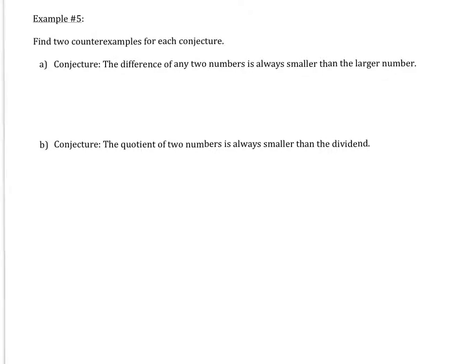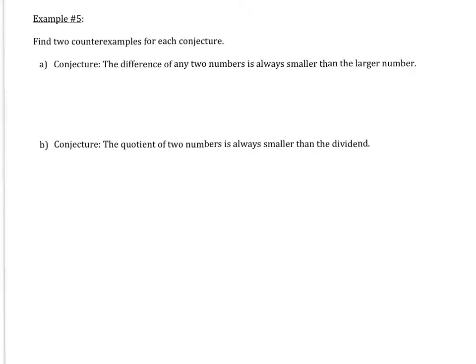Example number 5, find two counterexamples for each conjecture. So here's the first one, part A. The conjecture is the difference of any two numbers is always smaller than the larger number. So first we need to think about what all these words mean. The difference means to subtract. So the difference of any two numbers is always smaller than the larger number. We need to find two examples where this is false. My mind immediately goes to negatives.